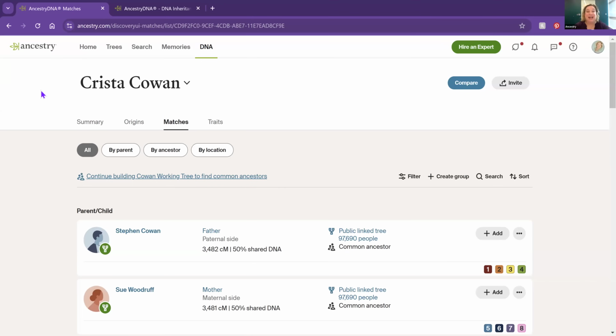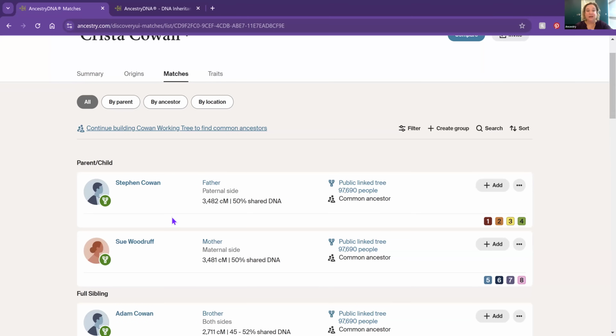Or you're going to have to test additional people in your family so that you have a point of reference to compare against. Now, in my case, I mentioned I've tested both of my parents. So Stephen is my father, Sue is my mother. I share 50% of my DNA with each of them exactly as expected. It's predicted that he's my father and she's my mother, and that's fantastic, right? That is exactly as it should be.